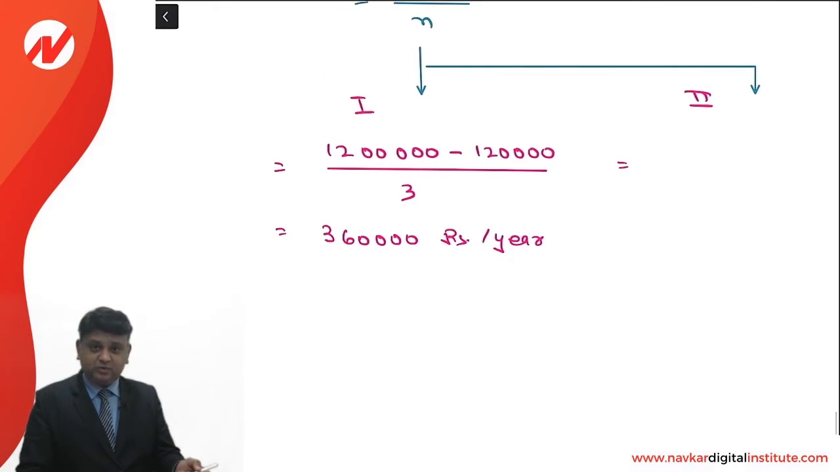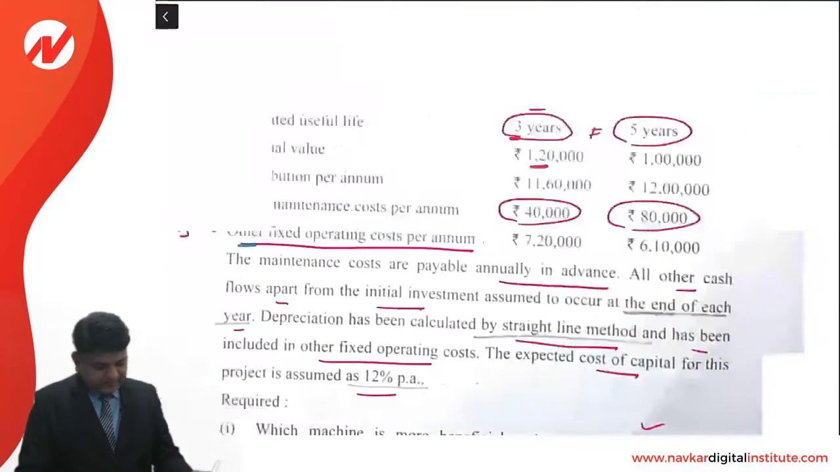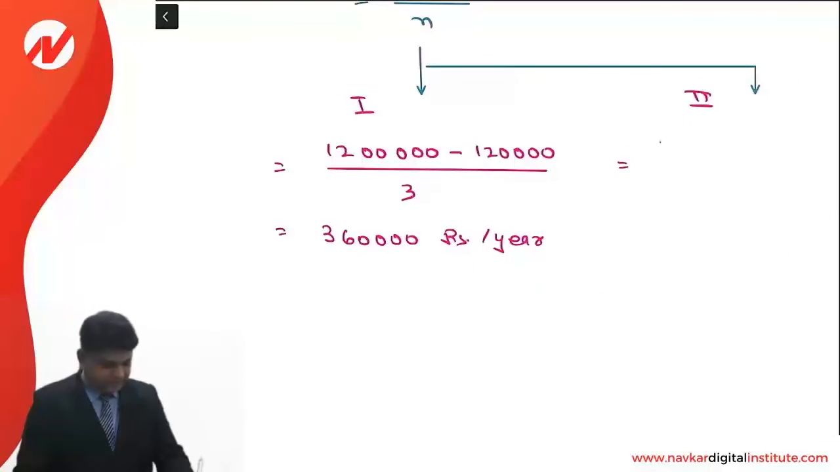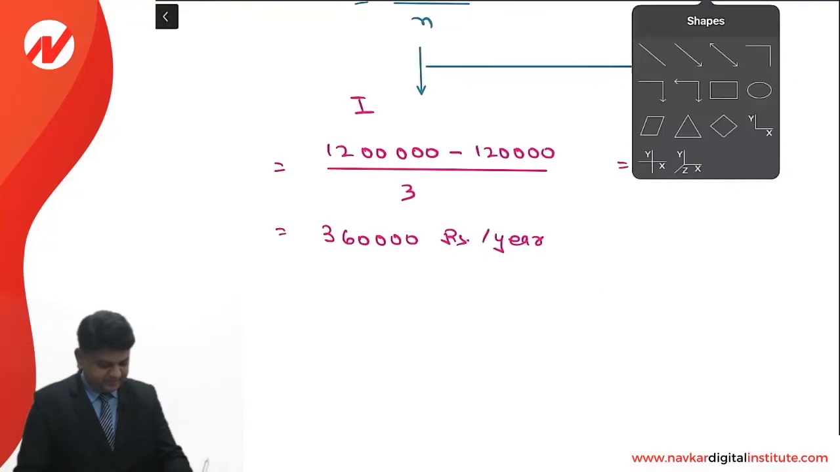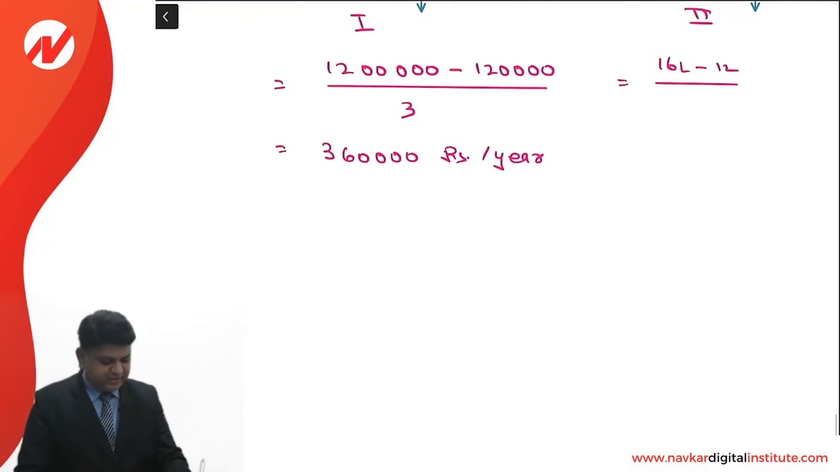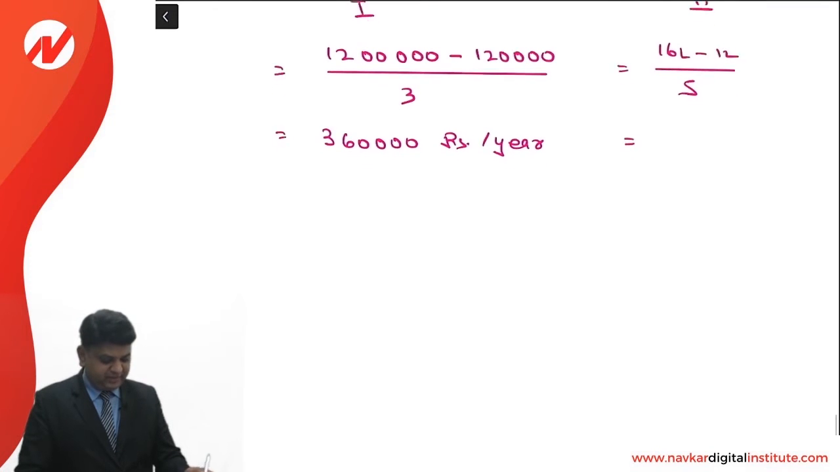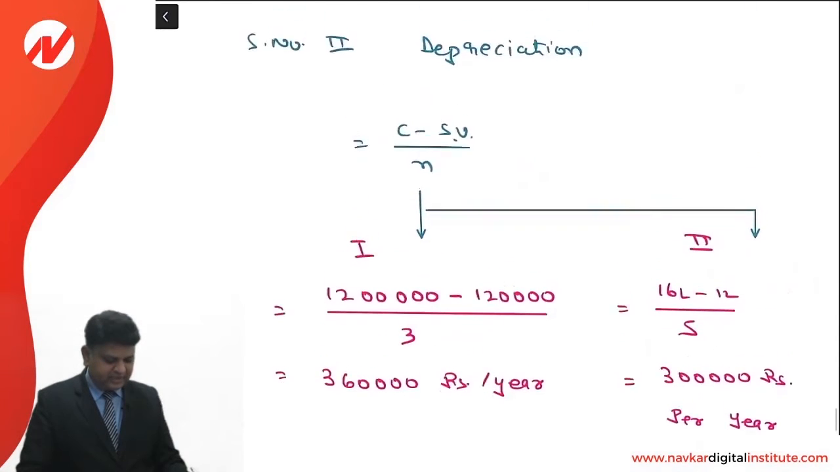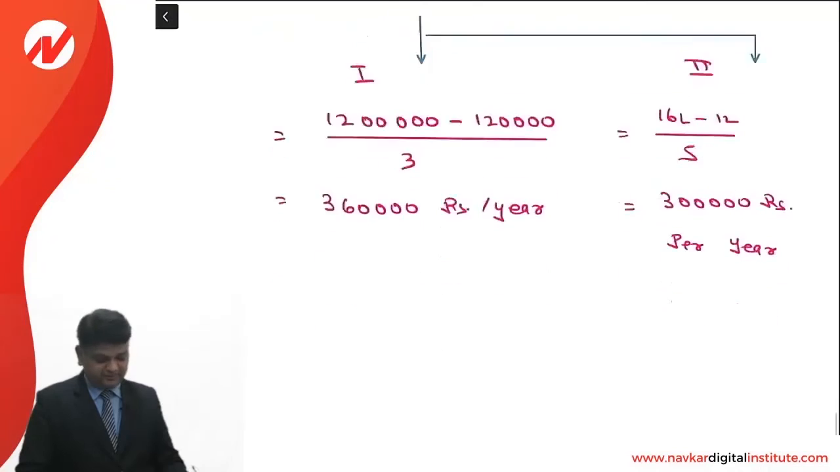In case of machinery 2, let us see what will happen. Cost is 16 lakhs, life is 5 years, and residual value is 1 lakh. So 16 lakhs minus 1 lakh divided by the useful life, importantly 5 years over there. 16 minus 1 is 15, 15 divided by 5, that comes to 3 lakh rupees per year. This is the way step number 2 will be depreciation.